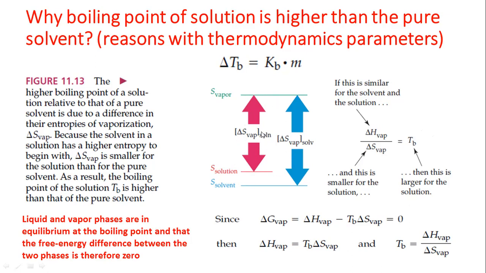The change in entropy of vaporization of the solution is less as compared to the pure solvent, and if this is less, then the boiling point will be more in the case of the solution as compared to the pure solvent. And this is the thermodynamic reason why there is boiling point elevation: because the change in entropy of vaporization of the solution is less, the boiling point would be more, and that is called the elevation of the boiling point. So this is the thermodynamic reason.